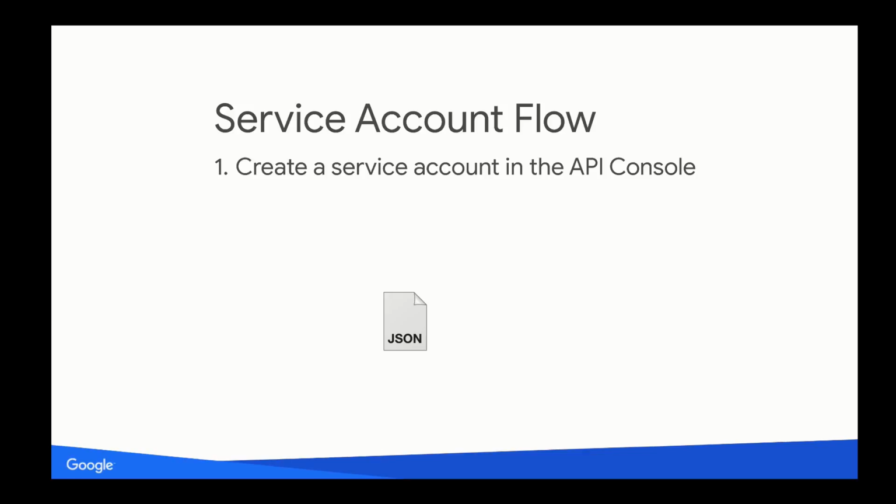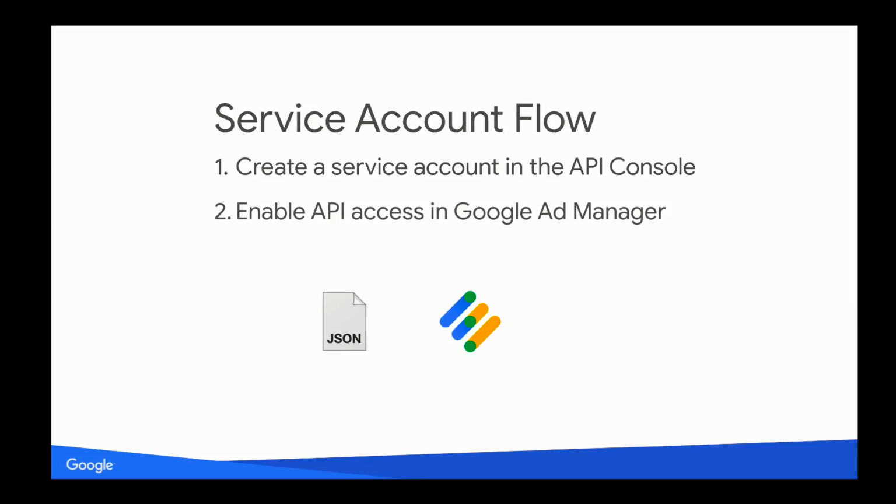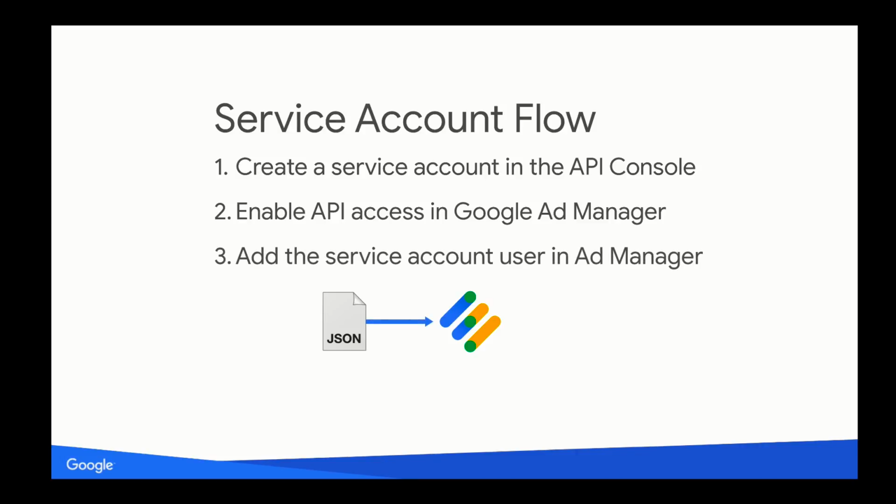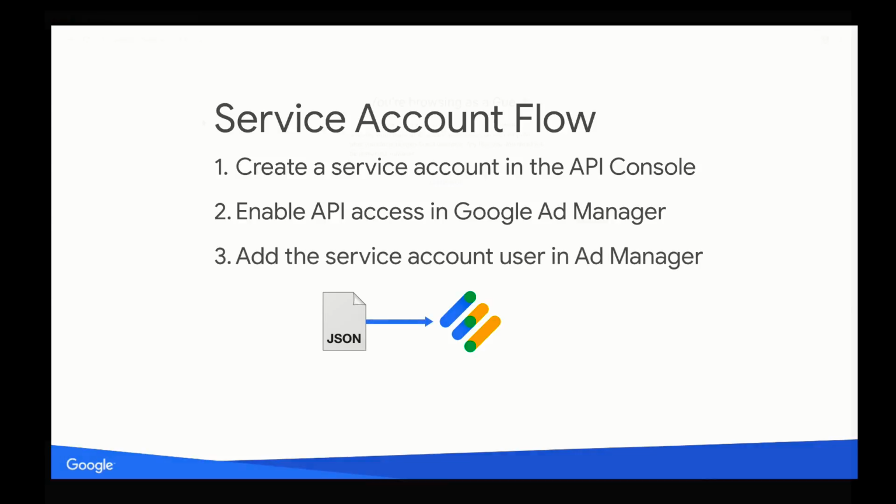There are three steps to get started. First, create a service account in the Google API console. Second, enable API access in Google Ad Manager. And finally, add the service account as a user in your network. Now let's take a look at creating a service account.